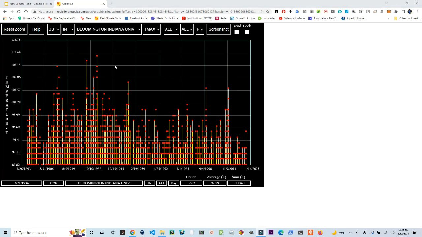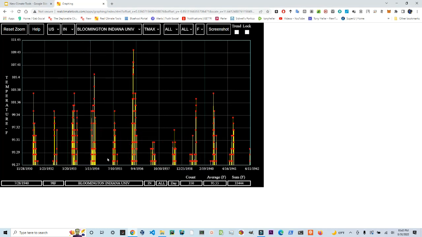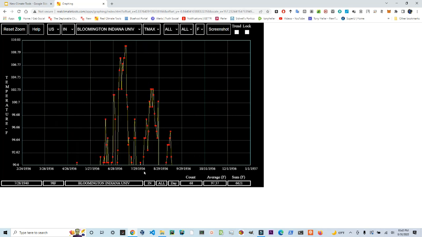It's pretty clear from this graph that hot weather at Bloomington, Indiana used to be much more common and much more severe than it has been in recent decades. Now I'm going to zoom in on the hottest year, which occurred in 1936. Let's zoom again and look at 1936 a little bit closer.